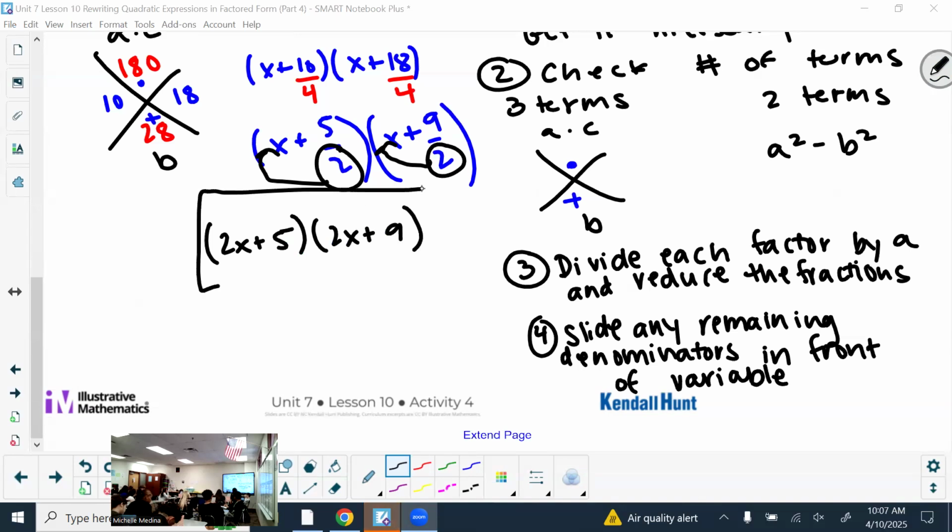Now when I multiply it out to check my answer, I am getting that 4x squared. I would get 10x plus 18x, which is what? No, I get 10x plus 8x. Oh, wait, no, I was right the first time. 10x plus 18x, which is 28x. And then multiply our last 2 and we do get 45.